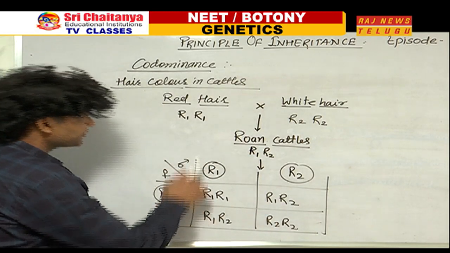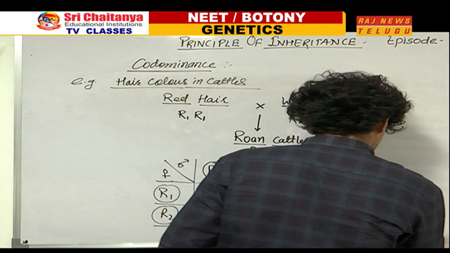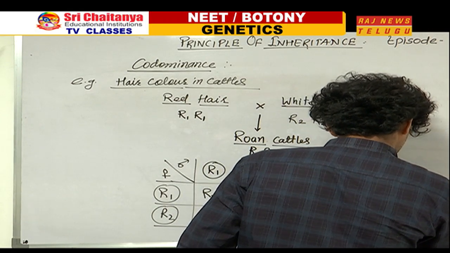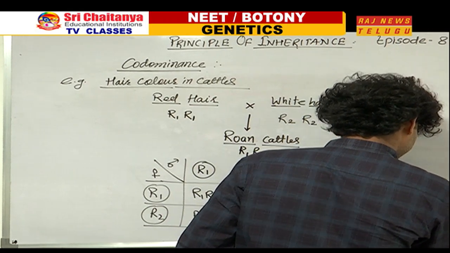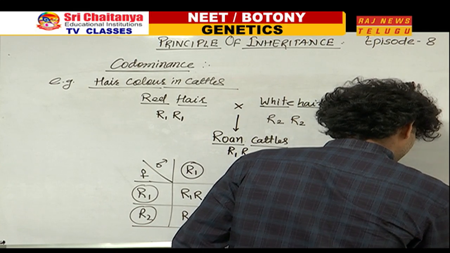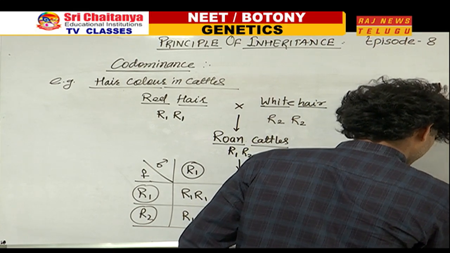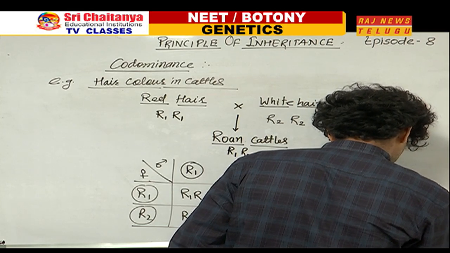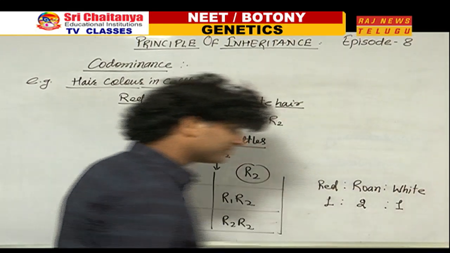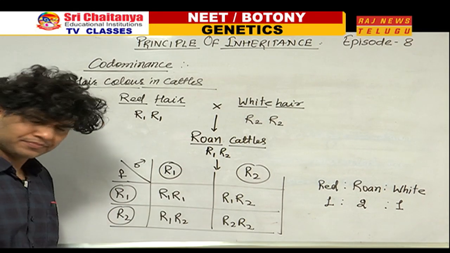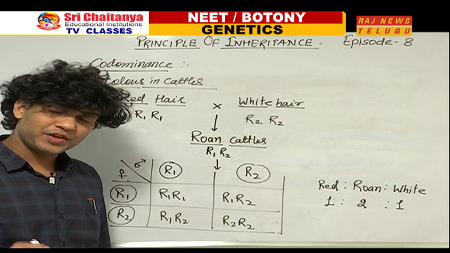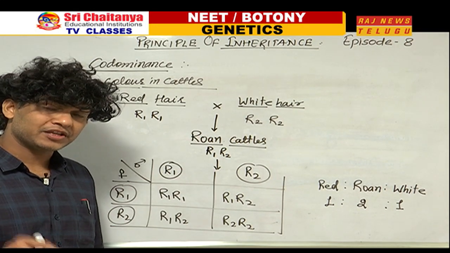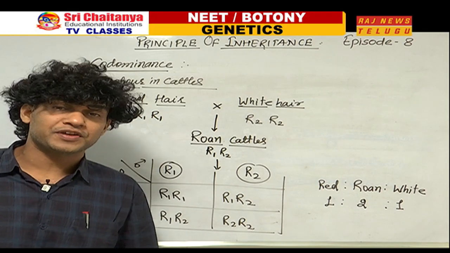Means red haired cattle we obtain, roan cattle we obtain, and white haired cattle also we obtain in the ratio of 1:2:1. Genotype is same. Means here also we are obtaining the phenotype 1:2:1 like in case of incomplete dominance.